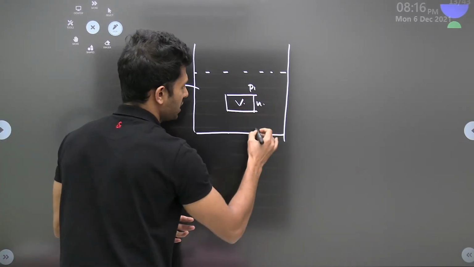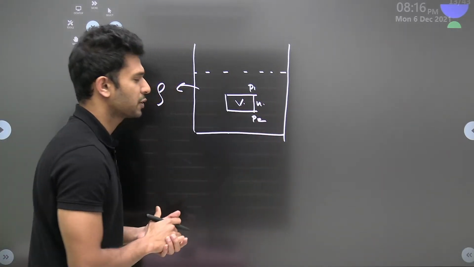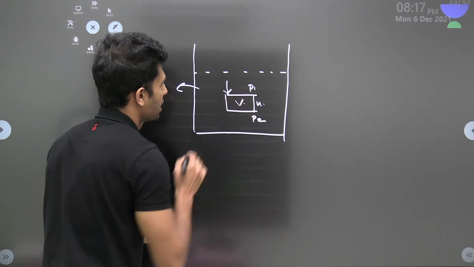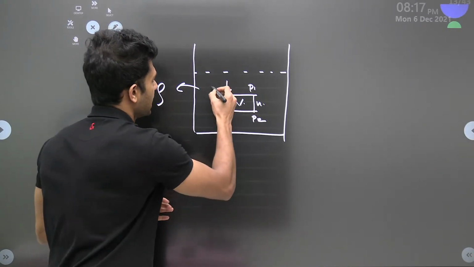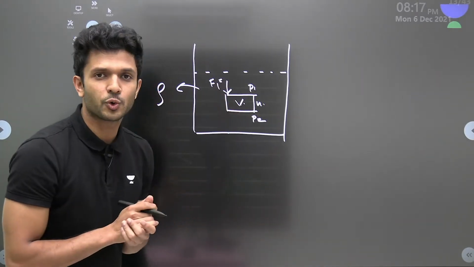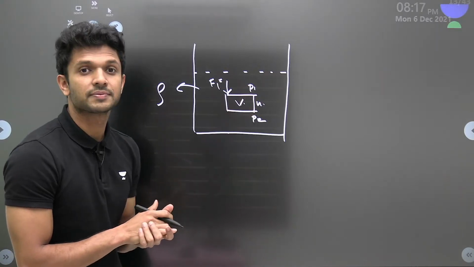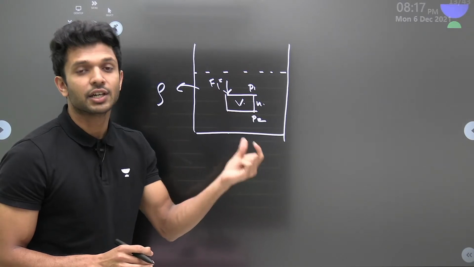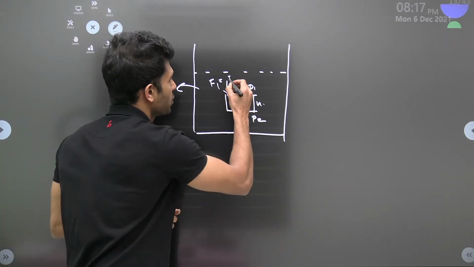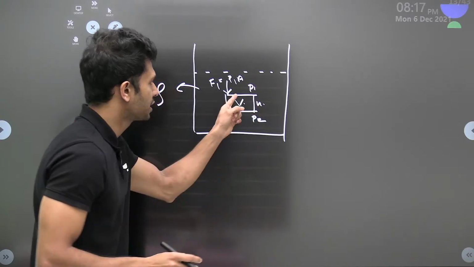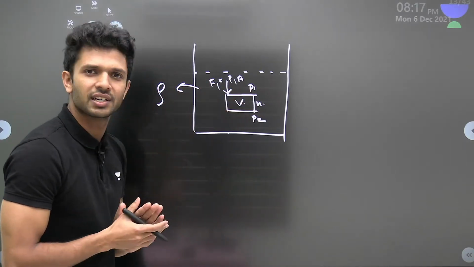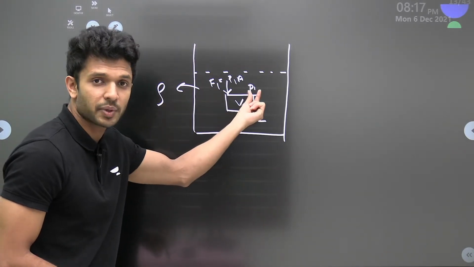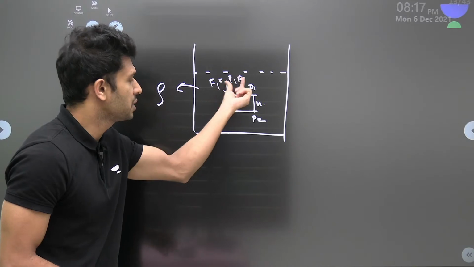Pressure on the top surface is P1. Pressure on the bottom surface is P2. Because of the pressure, there will be a force acting on the surfaces. Let us mark it as F1. How will you write force if pressure is defined? Pressure is equal to force by area, so force will be equal to pressure into area. What is the pressure on the top surface of the cube? P1 into A. So a force F1 will be acting downward, because there is a pressure P1. So the formula for force is P1 into A.